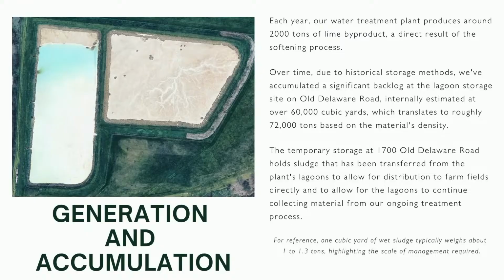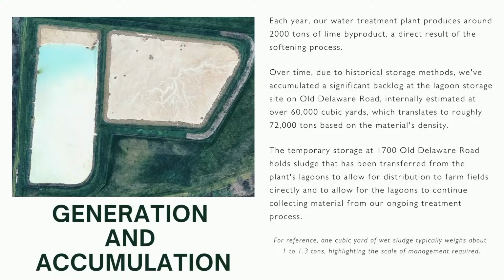So, generation and accumulation. That is a photo of our lime lagoons across from the water treatment plant. Each year, our water treatment plant produces around 2,000 tons of lime byproduct, a direct result of the softening process. Over time, due to historical storage methods, we've accumulated a significant backlog at the lagoon storage site on Old Delaware Road, internally estimated over 60,000 cubic yards, which translates roughly to 72,000 tons based on the material's density. That's a lot of lime.